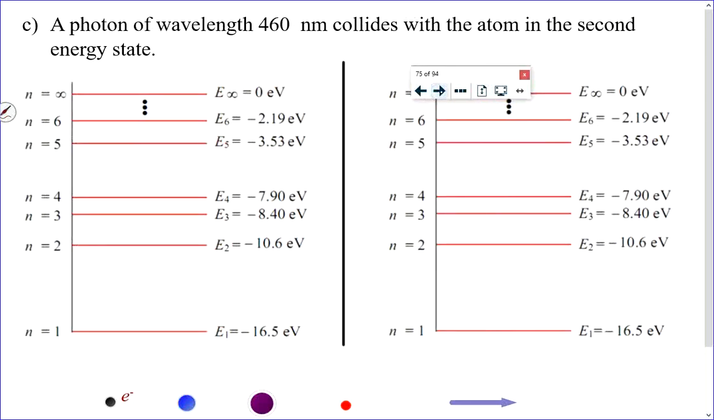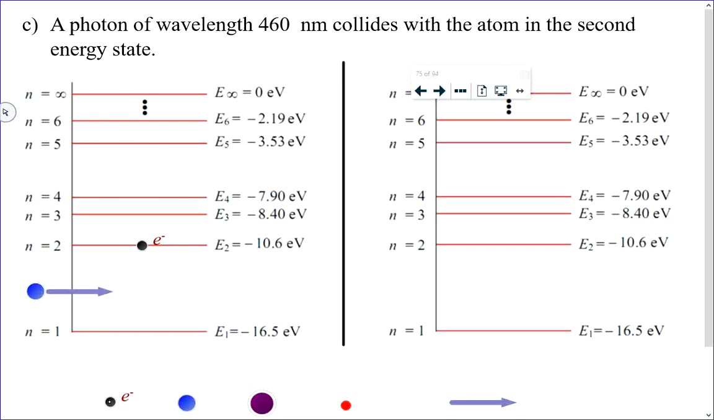All right. A photon of wavelength 460 nanometers collides with an atom in the second energy state. So the electron in the atom starts here, and this time it's a photon. Now let's see. 460 nanometers is visible. It's bluish. So that's this photon. For whatever reason, my colors seem to dance around in these files. So there's my blue photon. Before it was violet colored. Doesn't matter.